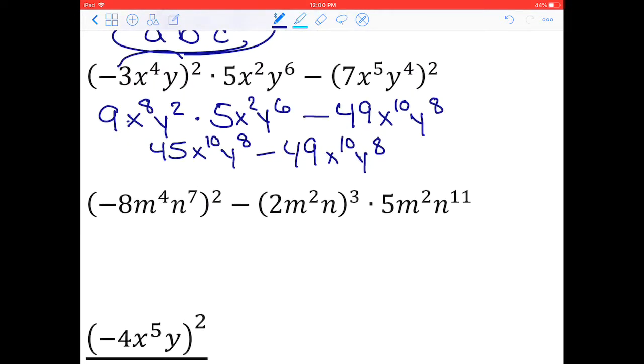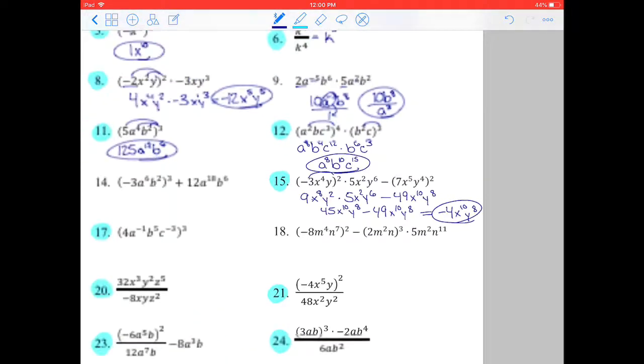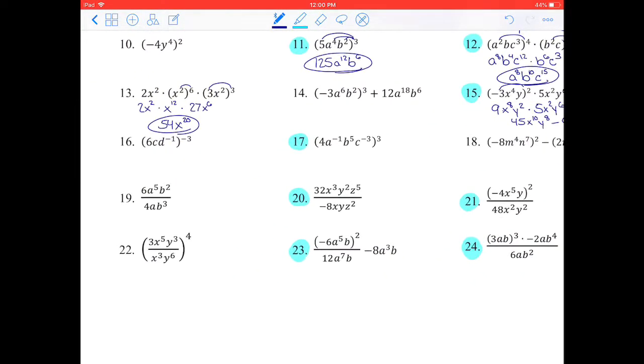All right, so we do have like terms. I already talked about that. So all we have to do to get a final answer is subtract. 45 minus 49 is negative 4, x to the 10th, y to the 8th. Final answer. All right, 16 is even, not highlighted, so we're not going to do it.